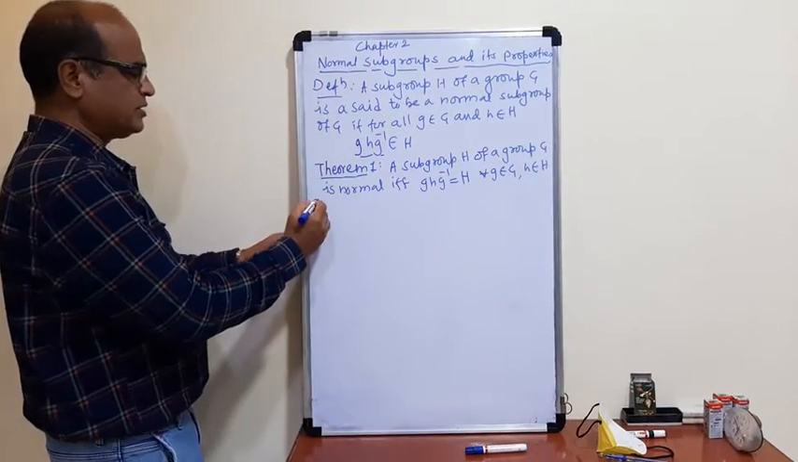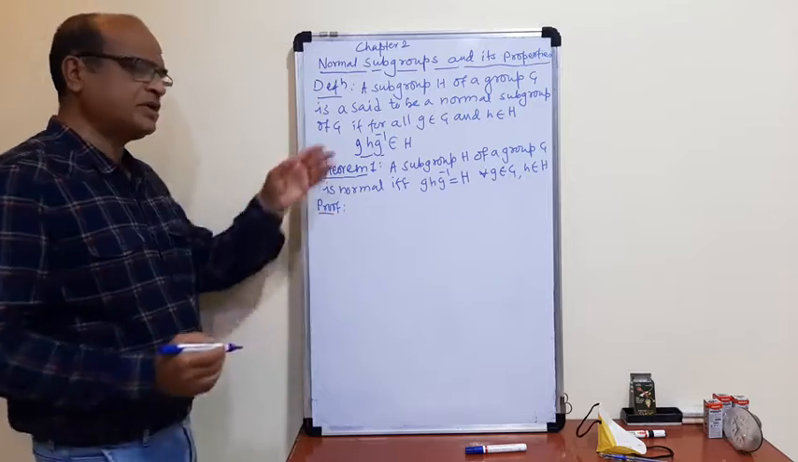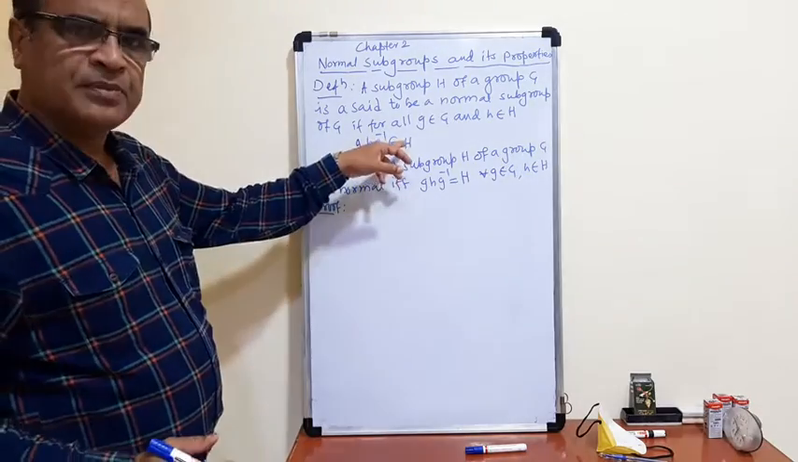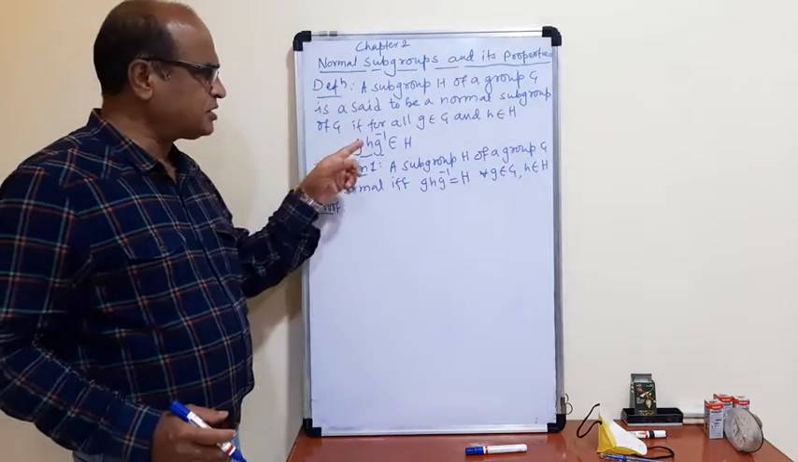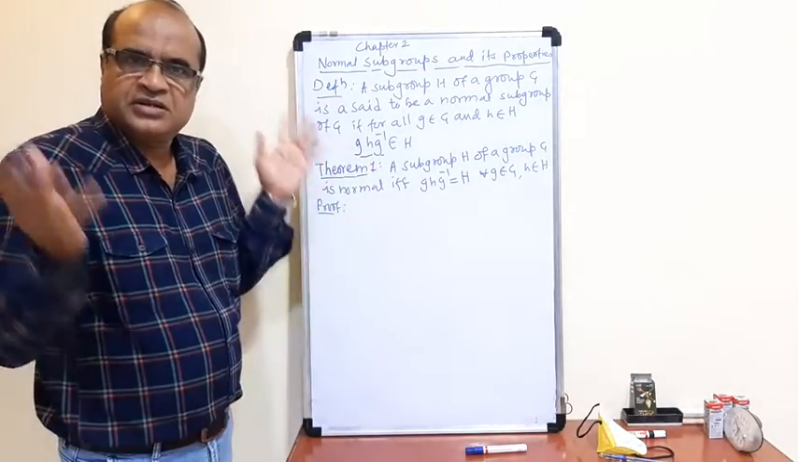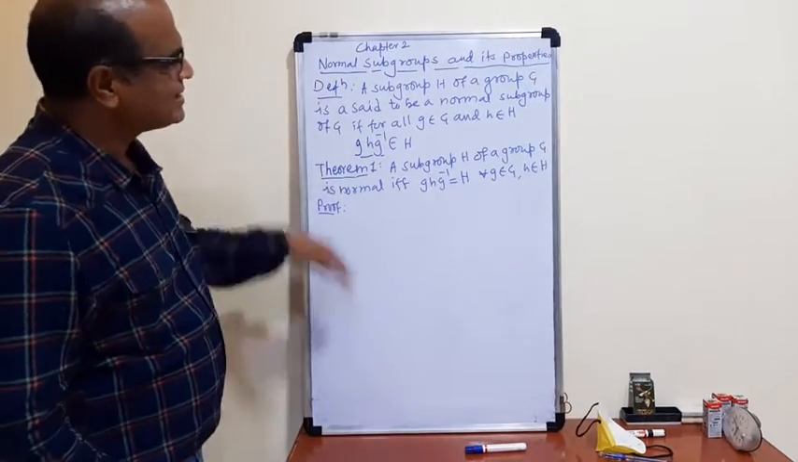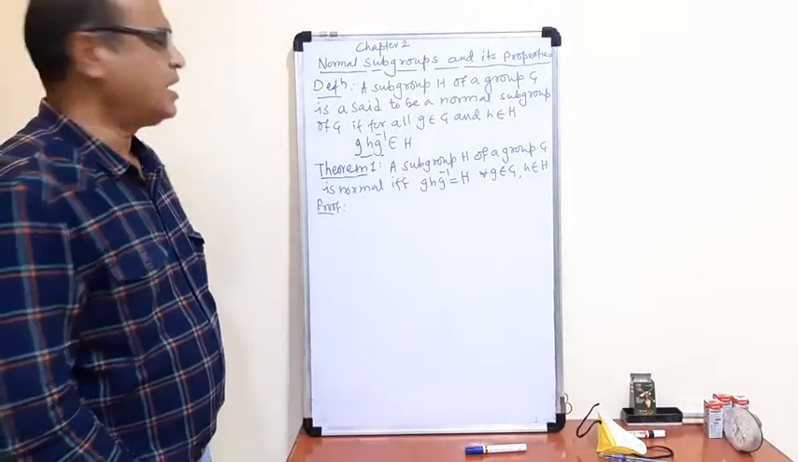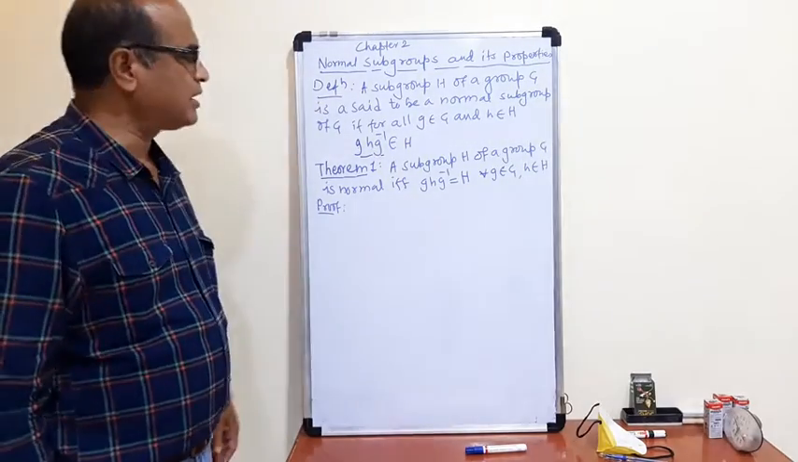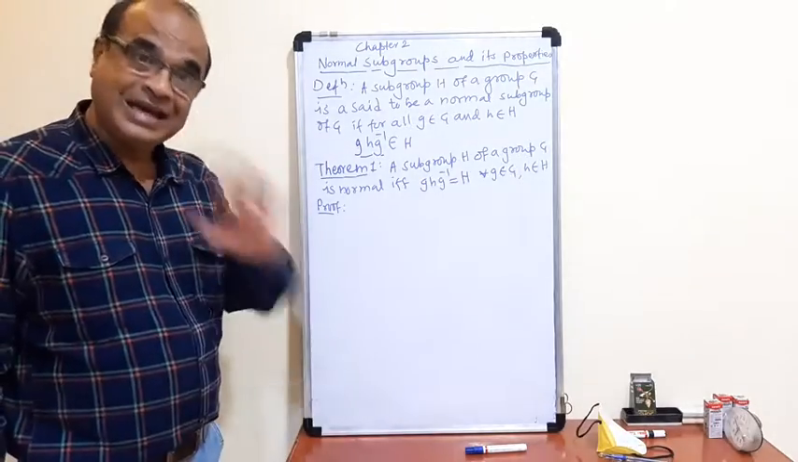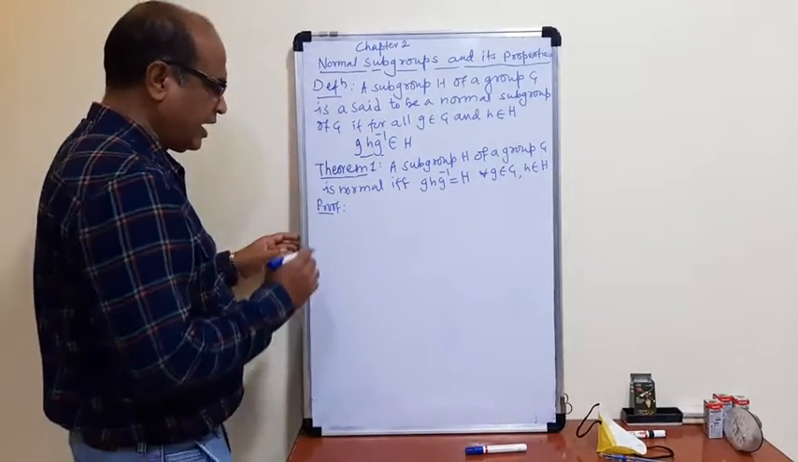Okay, so what is the proof? What is the definition? The definition is that a subgroup H is said to be a normal subgroup if g h g inverse belongs to H. So this is the definition of a normal subgroup. And the theorem here is that a subgroup H of a group G is normal if and only if g H g inverse is equal to H for all g belonging to G.